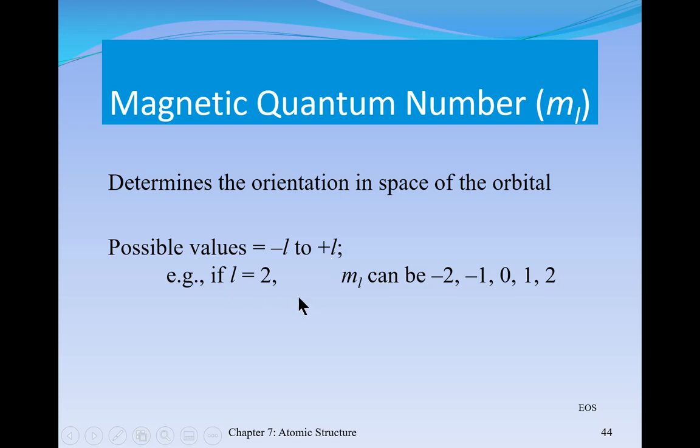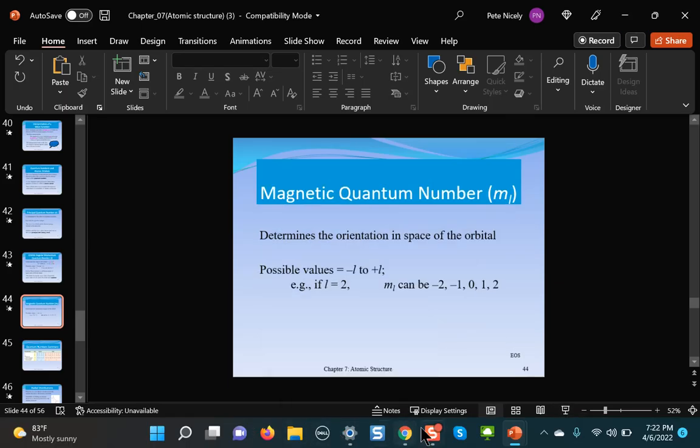So if L is equal to 2, then the possible values of ml would be minus 2, minus 1, 0, 1, and 2. So the way we would interpret this is that in the L equal 2 subshell, there are actually 5 orbitals. Each of these numbers represents a particular orbital within the L equals 2 subshell, right? So basically, within any subshell that has a value of L equal 2, you know that there are 5 orbitals present within that subshell.